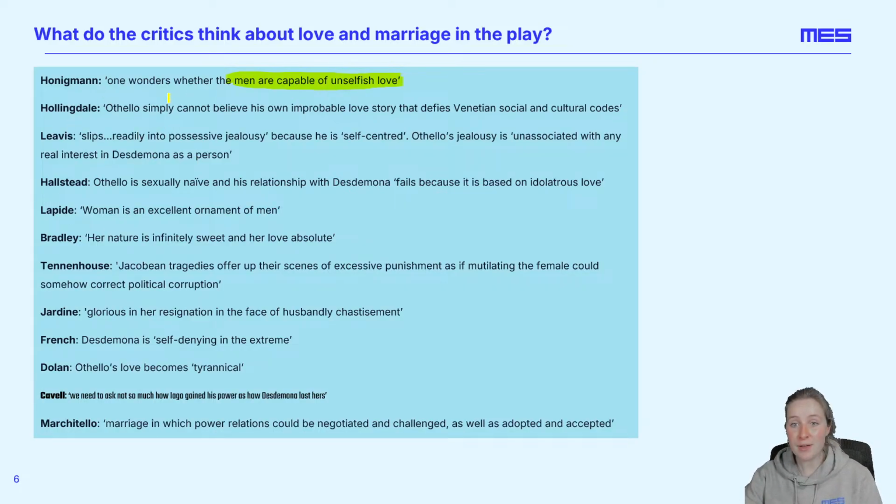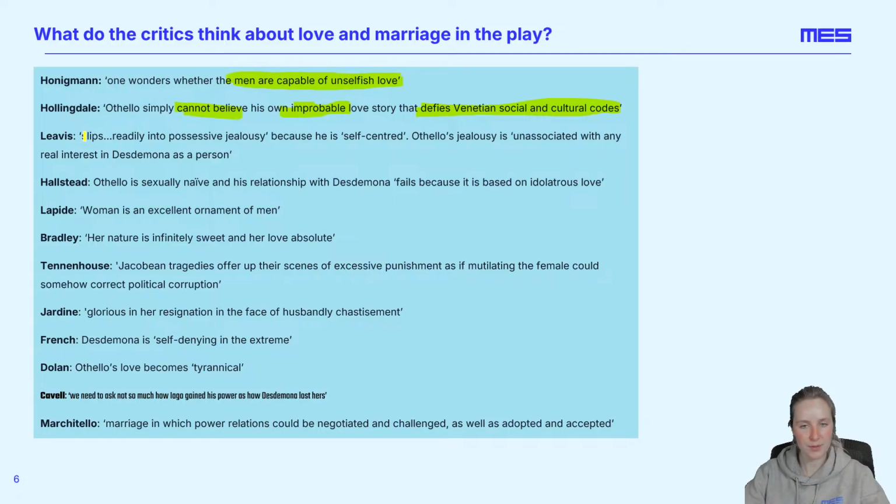Hollingdale says, Othello simply cannot believe his own improbable love story that defies Venetian social and cultural codes. So this idea of it being improbable, perhaps doomed, because it is transgressive, and the fact that he can't believe it. So he thinks there's no way this will work, right? And thus perhaps is more vulnerable to suggestions of jealousy.